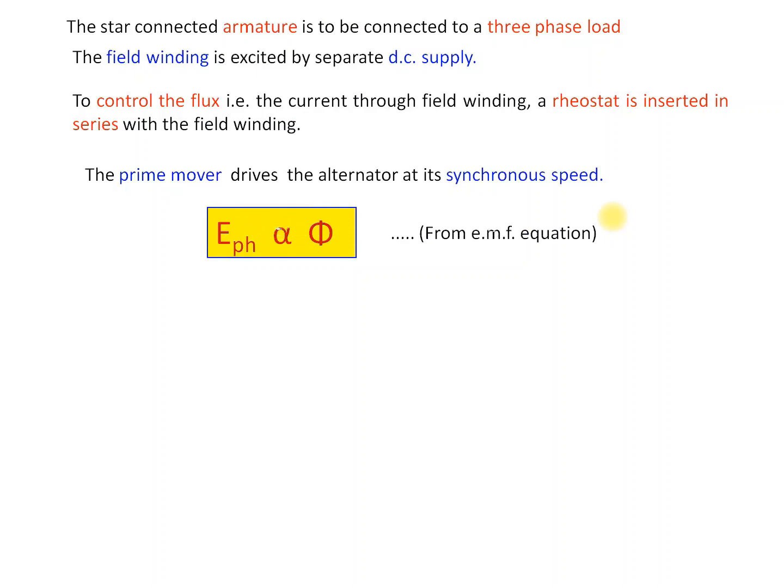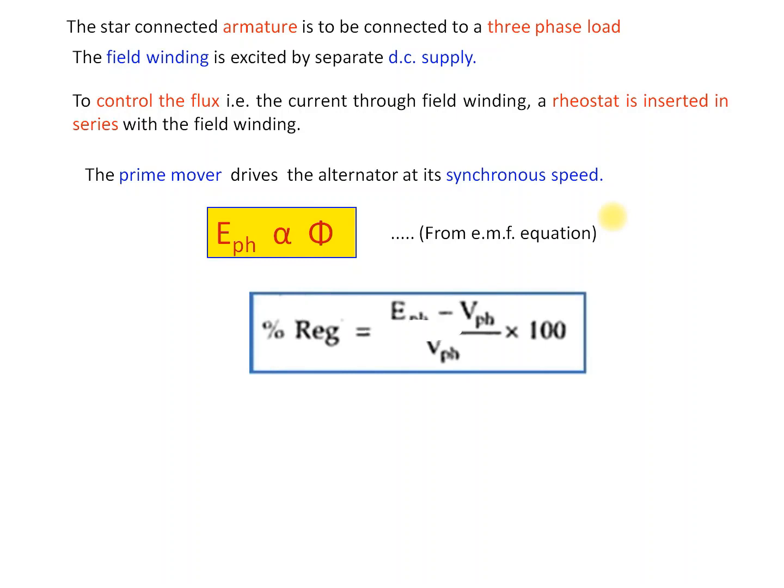The prime mover is driven at synchronous speed. The logic behind this equation is that the E phase, that is the generator voltage, is directly proportional to the flux given to this machine. So by measuring the flux value which is lost due to the armature resistance, armature leakage reactance or armature reaction, that can be measured from this method.